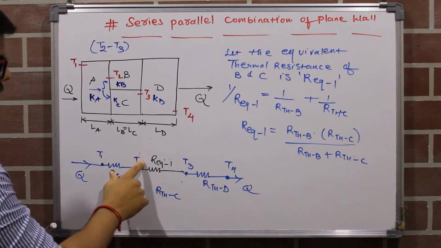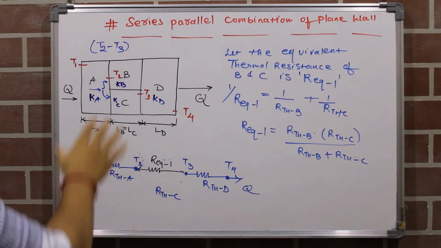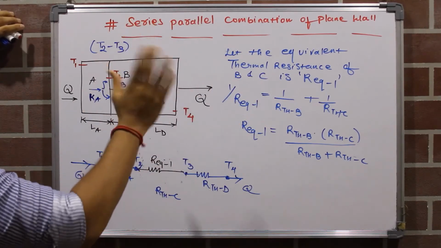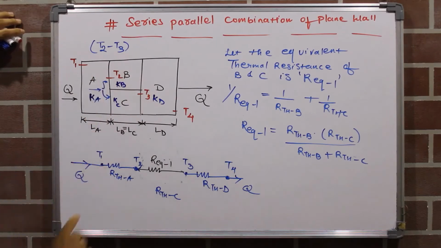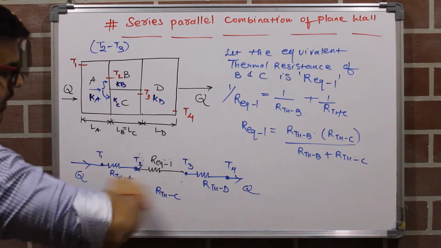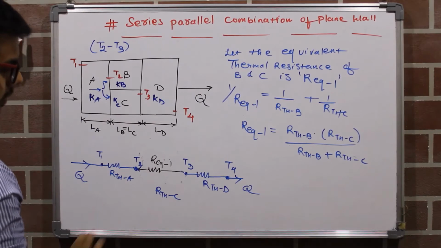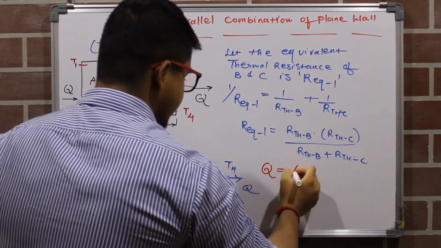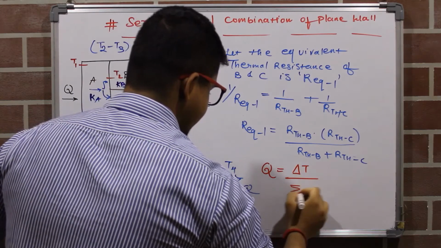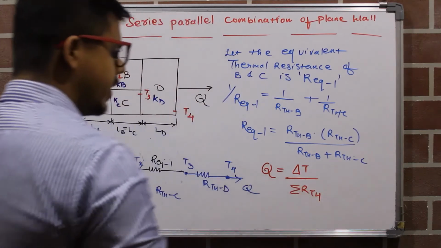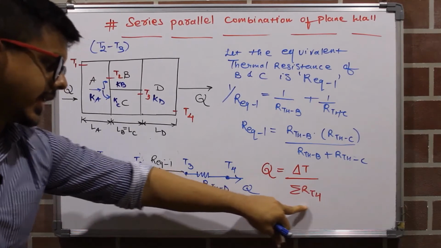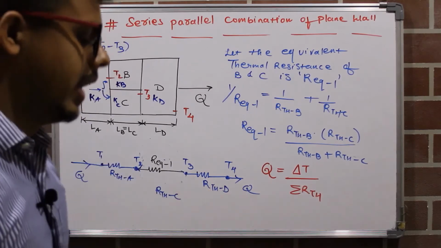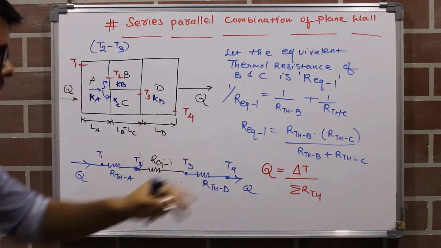So what was the idea? Don't think about how many walls we have in parallel. Find the equivalent resistance of those parallel walls and bring that resistance into series, then apply our formula. What was the formula? That is Q is equal to delta T by summation RTH. It means we just have to sum all the resistors and put them in this formula. Now how we will do that, we will see.